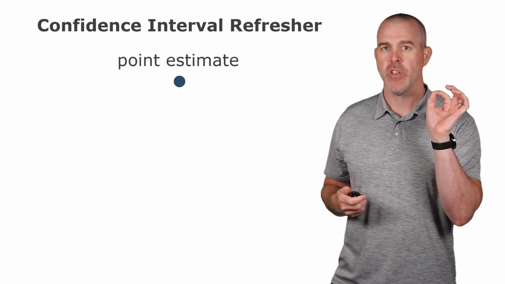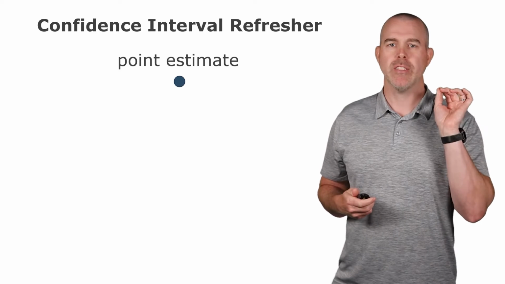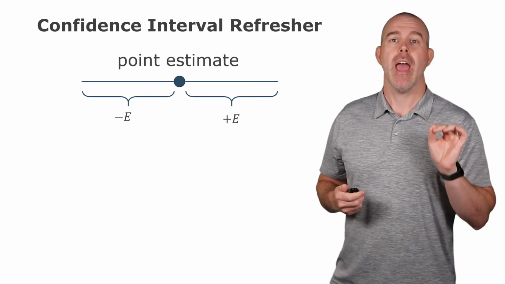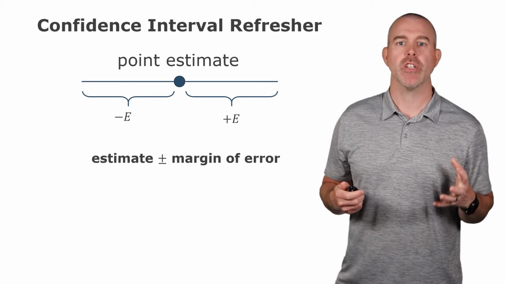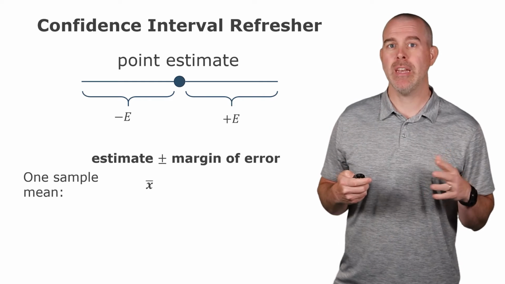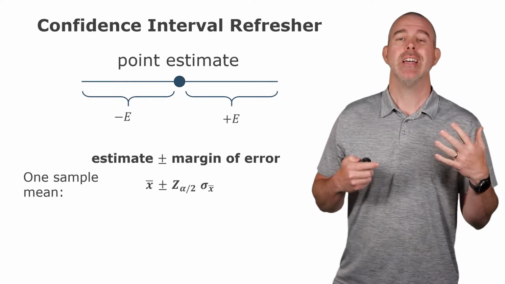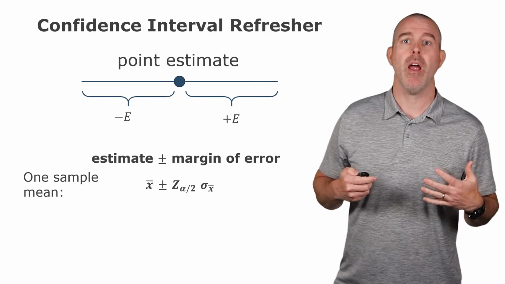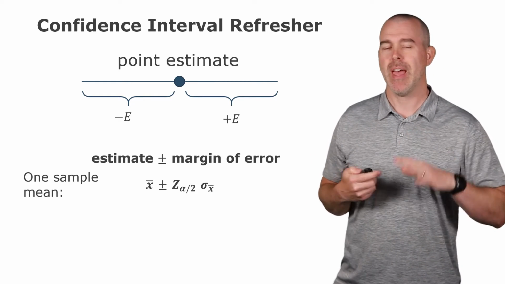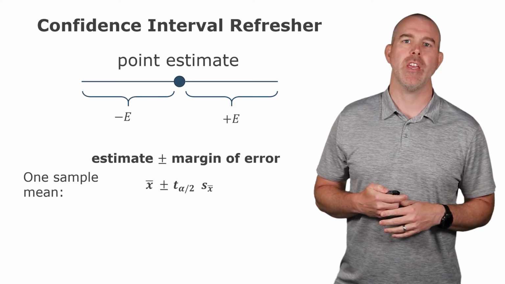So remember, confidence intervals for means and proportions, you have an estimate in the middle, and then there's this plus or minus margin of error. For a one sample mean, you have x bar plus or minus. Normally it would be z sigma x bar, but then we convert it to a t. We've done that discussion in that video before.